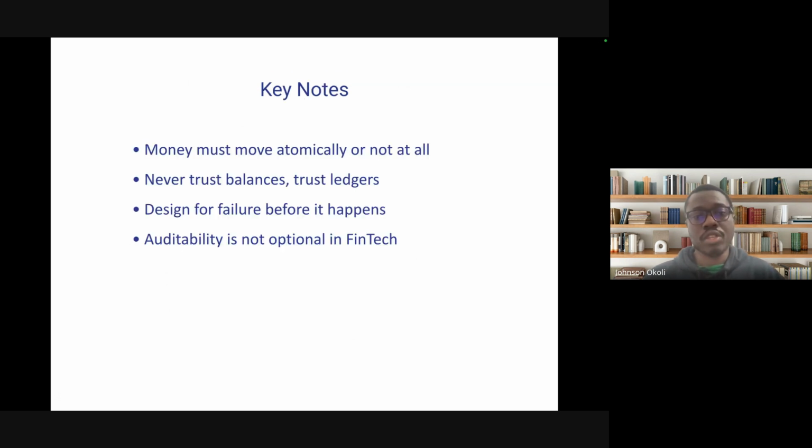So the keynote is that money must move atomically. That means either you move all or you don't move anything. The whole transaction goes through, or you stop everything. That means it is 1 or it is 0. It cannot be in between. So never trust balances, but trust ledgers as the source of truth.